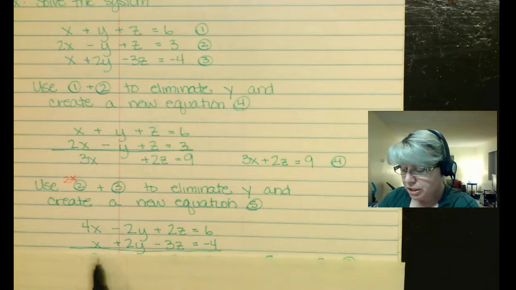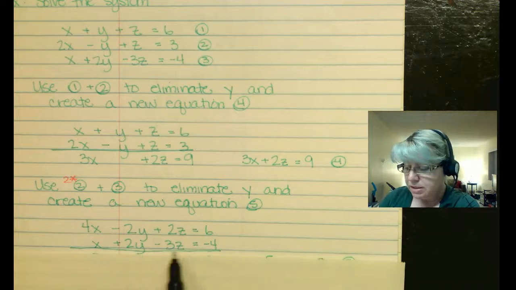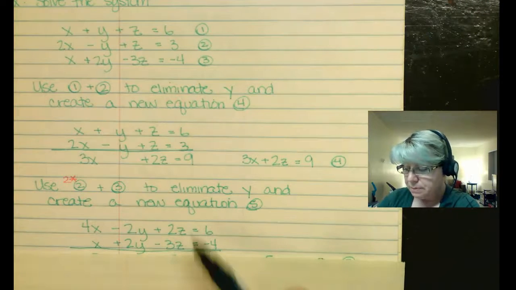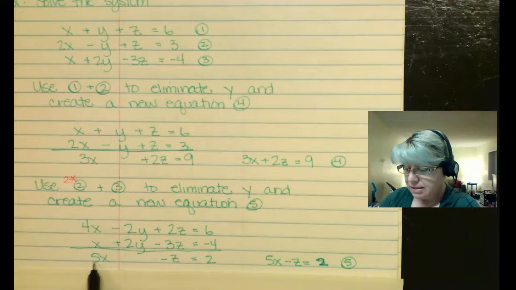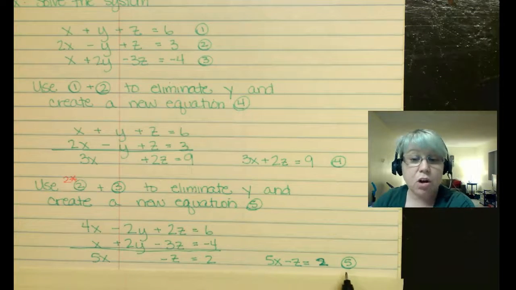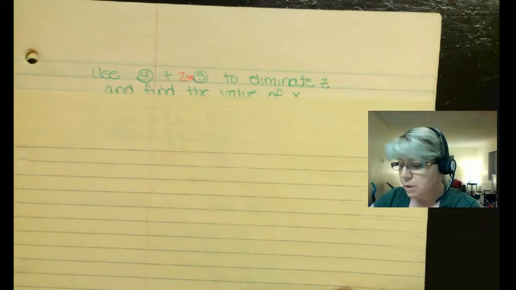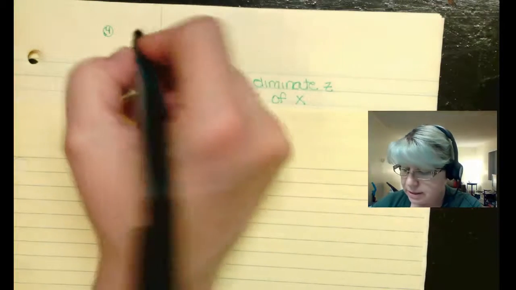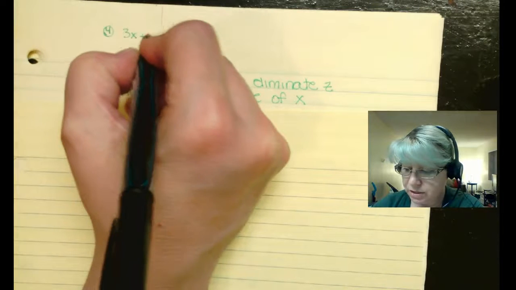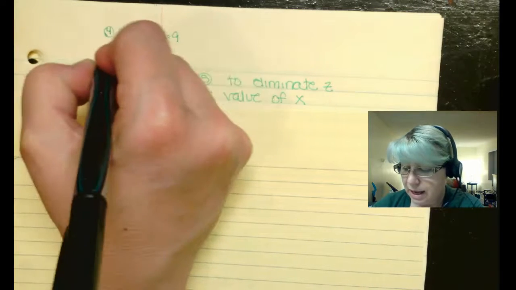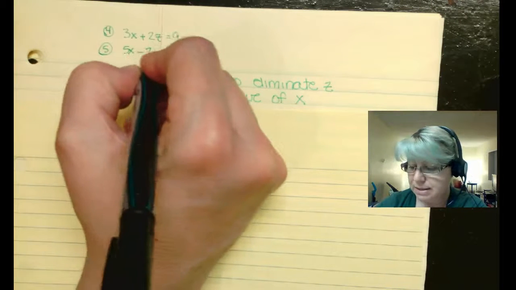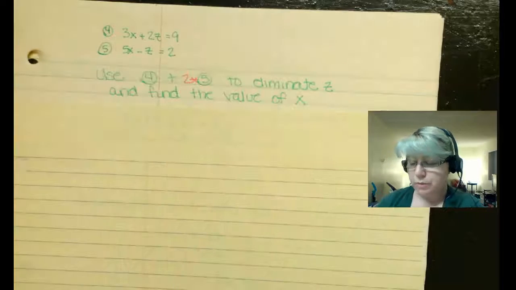And here comes my third equation: x plus 2y minus 3z equals negative 4. That's just the original equation 3. Add them together, and I get 5x, no y's, negative z equals 2. That's what I'm going to call number 5. Okay, so let me write down 4 and 5. Here's 4: 3x plus 2z equals 9. And our fifth equation that we came up with was 5x minus z equals 2.